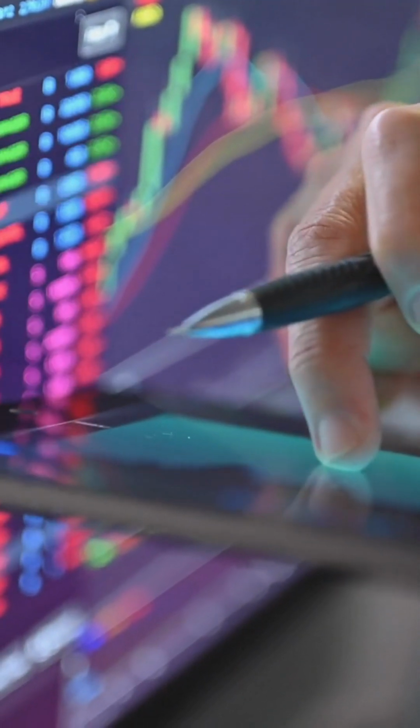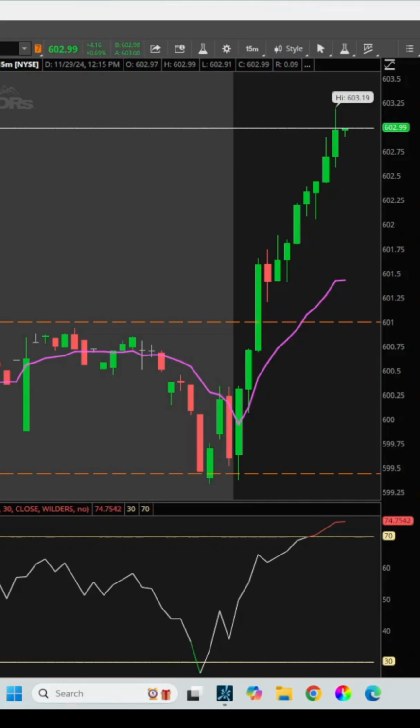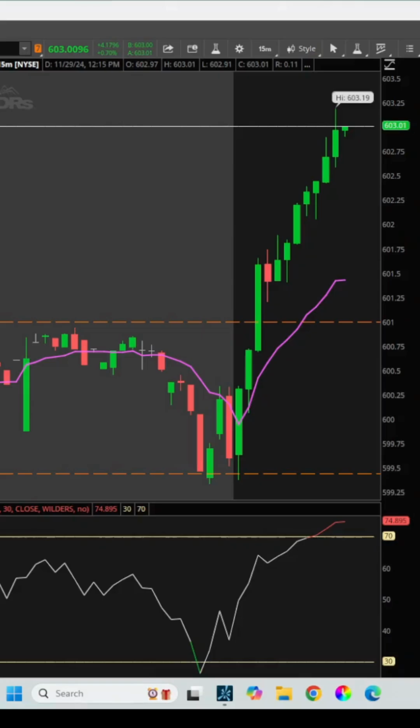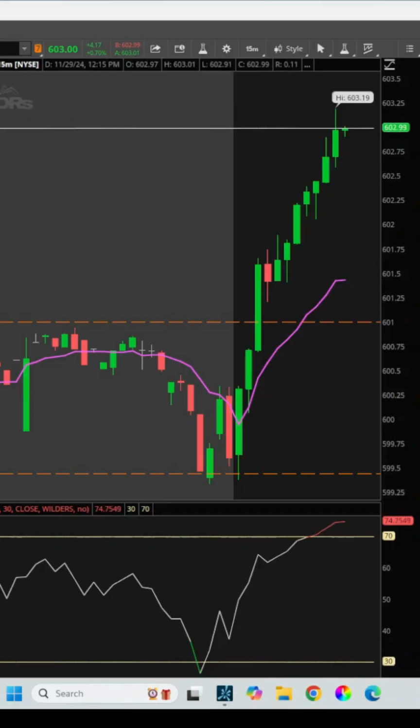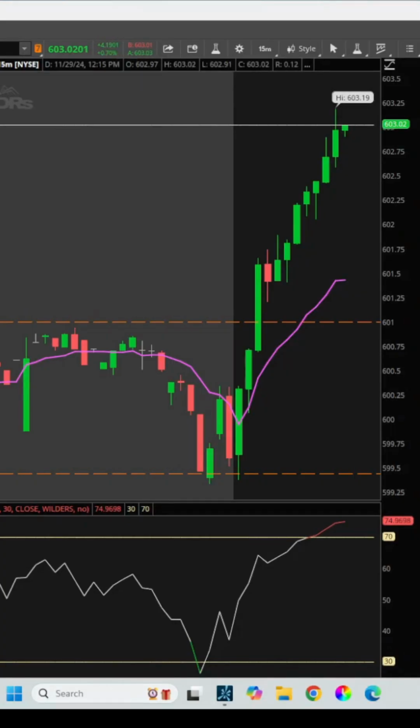Example: a VWAP trade setup on the 15-minute chart. Stock has been in an uptrend, consistently above the VWAP. The price pulls back toward VWAP. As it reaches VWAP, a bullish reversal candlestick, like a hammer or engulfing candle, forms near the VWAP. Volume begins to pick up as the price starts to move back up above VWAP. Enter a long position, placing a stop just below the VWAP. Target the next resistance level or use a risk-to-reward ratio like 2-to-1 or 3-to-1 for your exit.